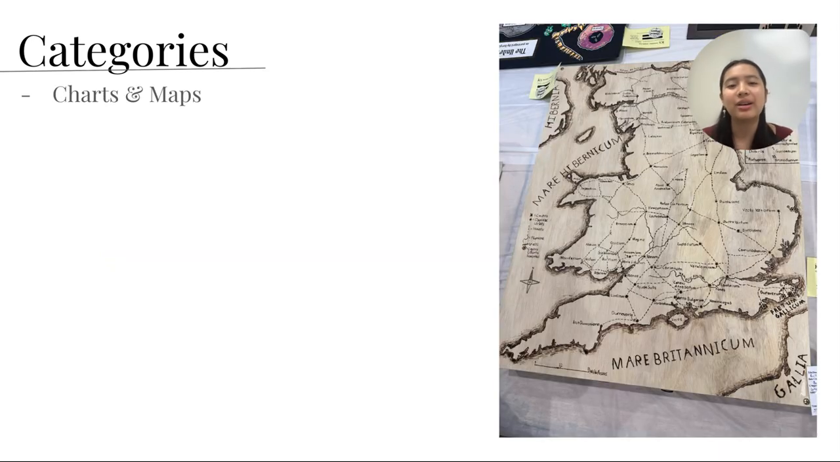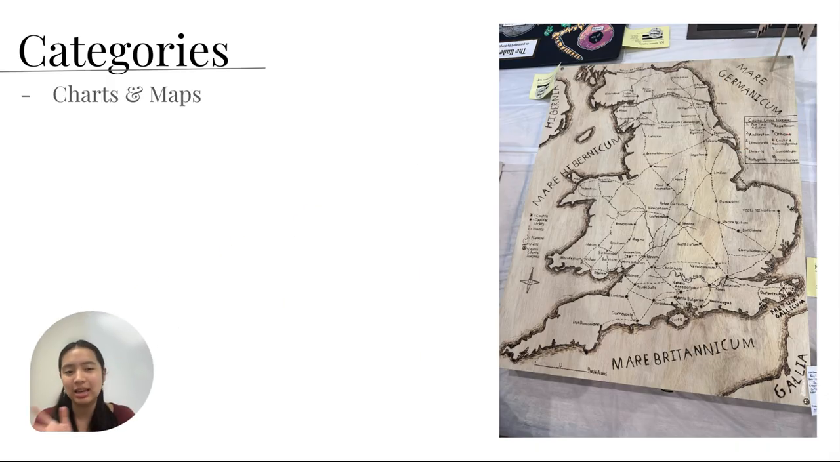Moving on, we have charts and maps. So I'm going to move myself over here so you can see this lovely map. For sizing for charts and maps, 22 by 28 being a poster board, or 20 by 30 inches, of course, being a standard foam board. What is the difference between charts and maps?